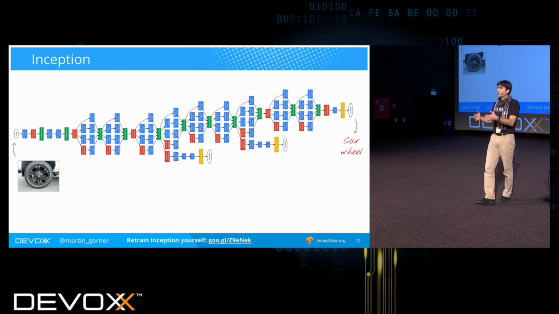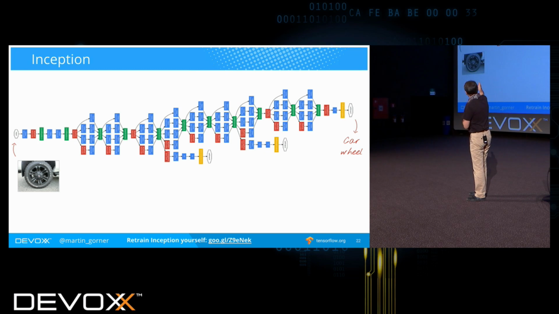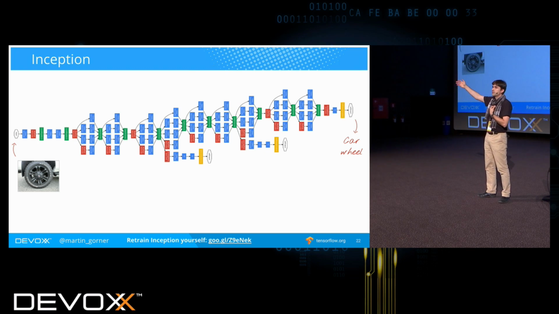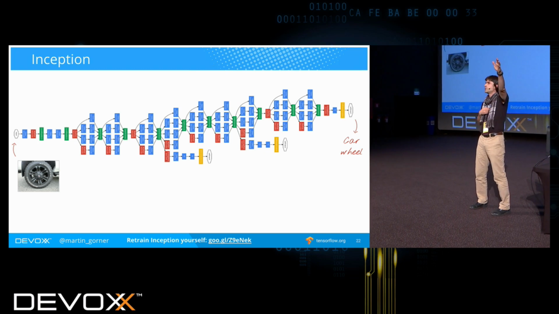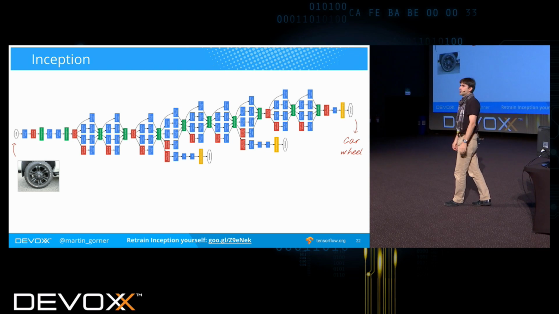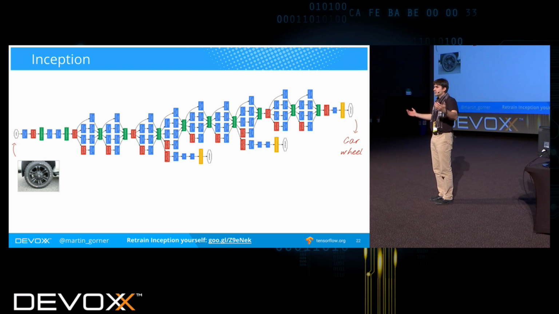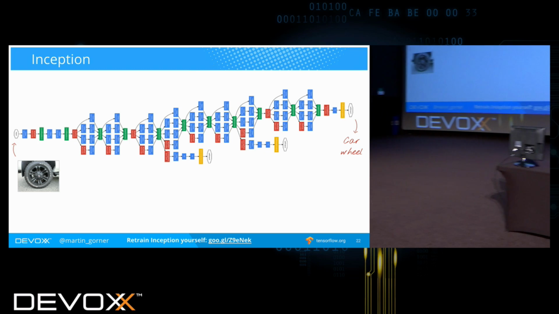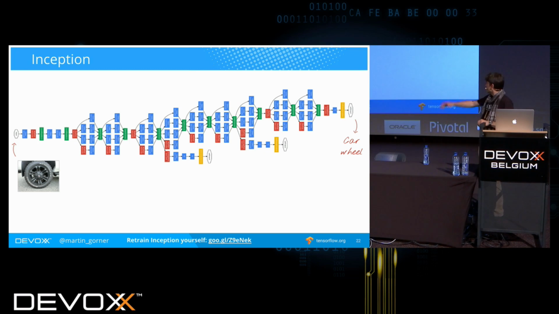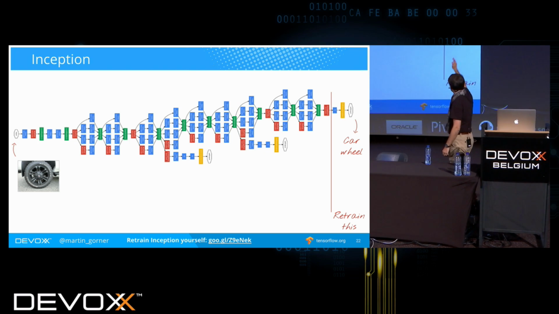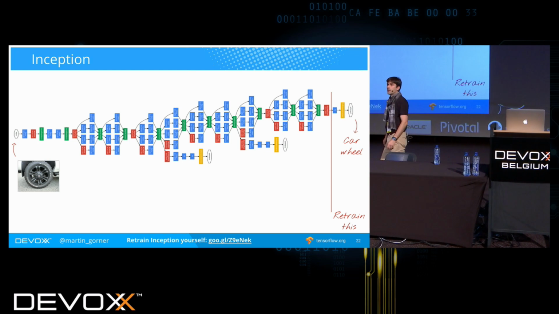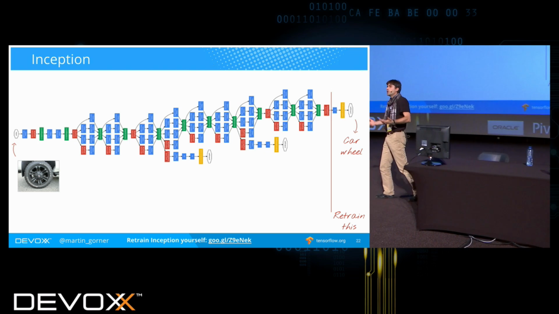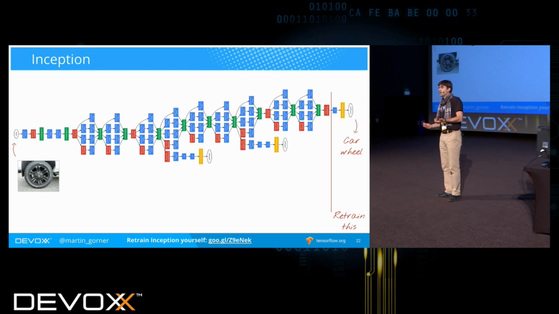Now imagine what you need is not car wheels, not the Eiffel Tower, not the Cathedral of Antwerp. You need to recognize flowers. And it doesn't do such a good job on flowers. So what you can do is take this fully trained network with all of the weights and biases already trained and simply chop off the last couple of layers.